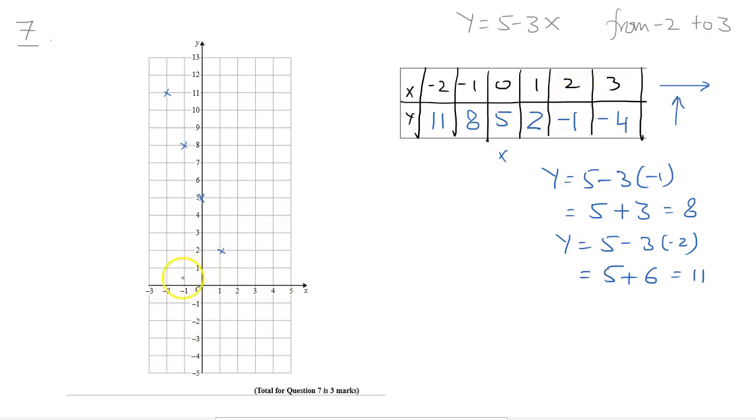At 2, X is 2, Y is minus 1. At 3, X is 3 and Y is minus 4. So these are our points. So we have to draw the line.